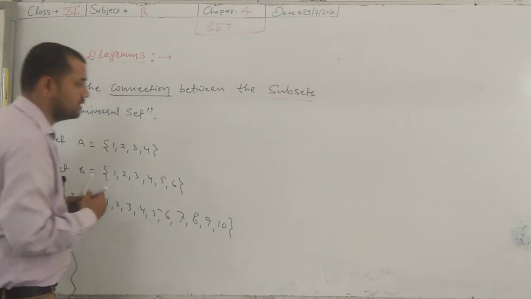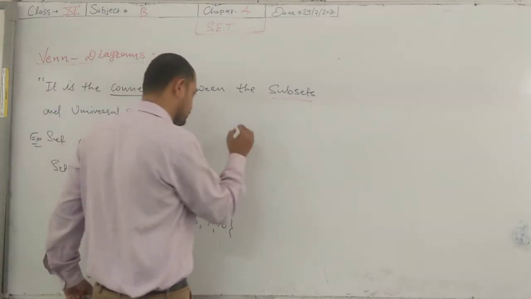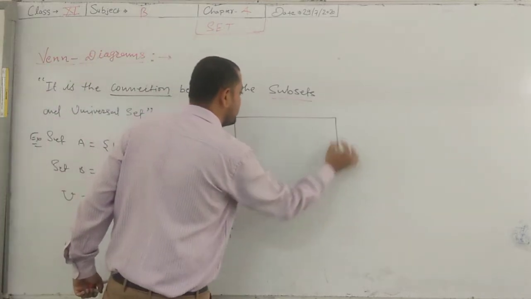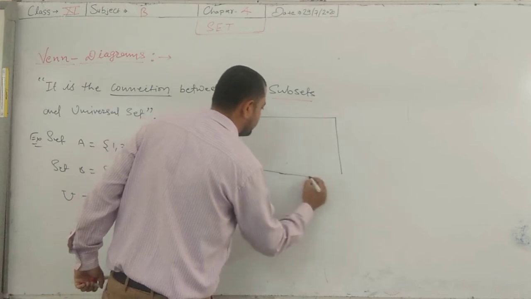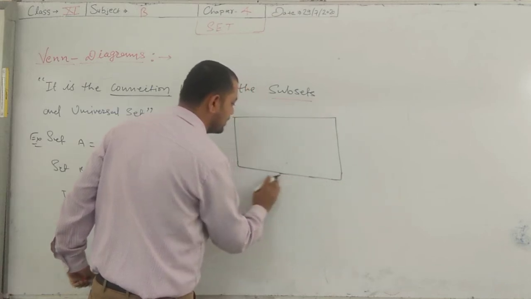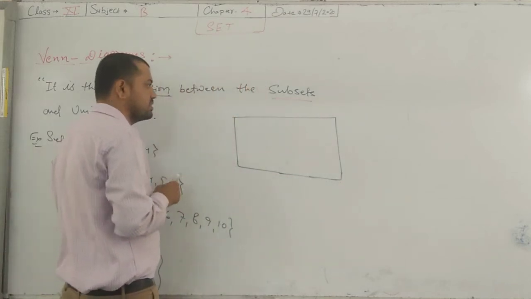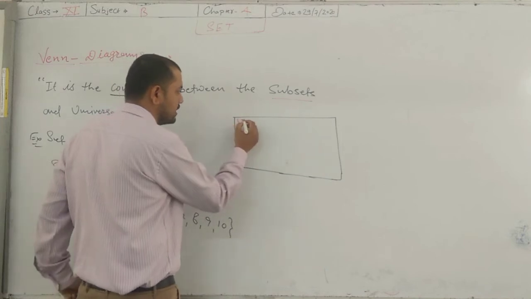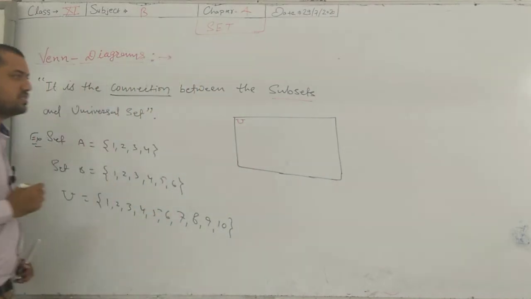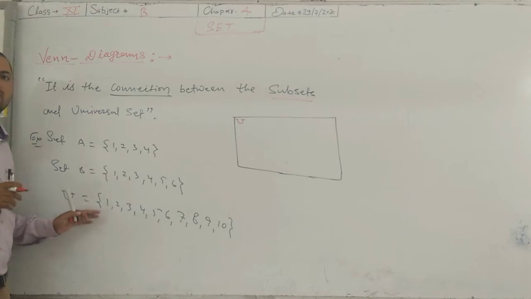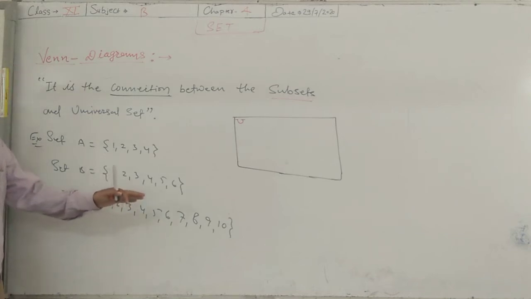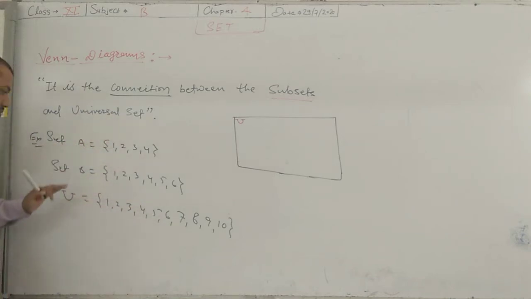Then how do we represent them in the Venn diagram? For these three sets, firstly we draw one rectangle box. This rectangle box is represented by U, which means it is the universal set. This rectangle box contains the elements from 1 to 10: 1 2 3 4 5 6 7 8 9 10. The rectangle box is represented by the universal set. And after that we have the two sets, set A and set B.